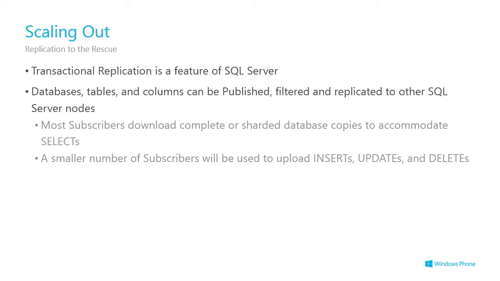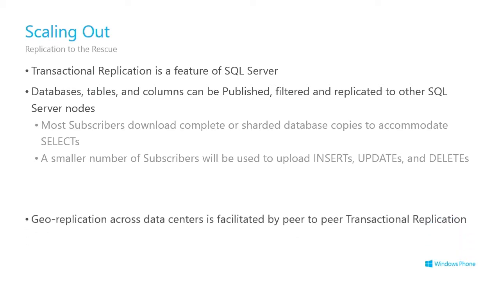And so most of the time, go with the 80-20 rule. Most people are selecting data. They're getting data. But then there's the other percentage that are doing inserts, updates, and deletes. So that data coming back up from the devices that needs to come back into the back-end systems, you'll have another block of replicated servers that'll handle that for you.